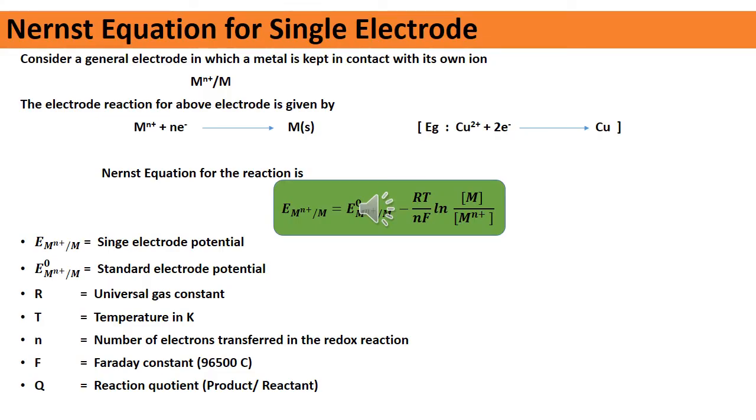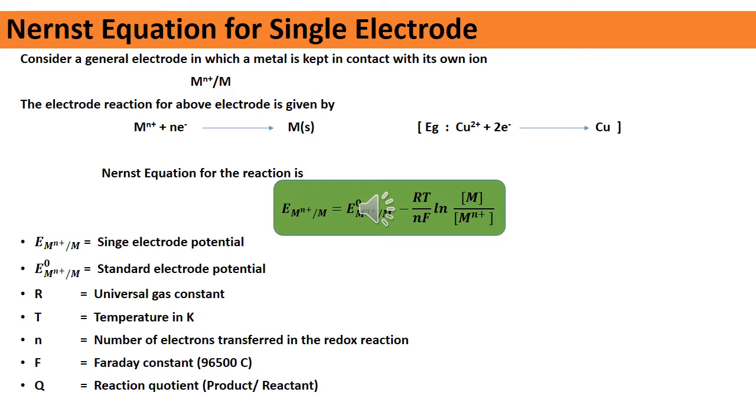Nernst equation for single electrode. Consider a general electrode in which a metal is in contact with its ion. It can be represented as M^n+ | M, and the electrode reaction is M^n+ + ne⁻ gives M. For example, Cu2+ + 2e⁻ gives Cu. We can write the Nernst equation for the reaction, and it is E equal to E0 minus RT by nF ln [M]/[M^n+].